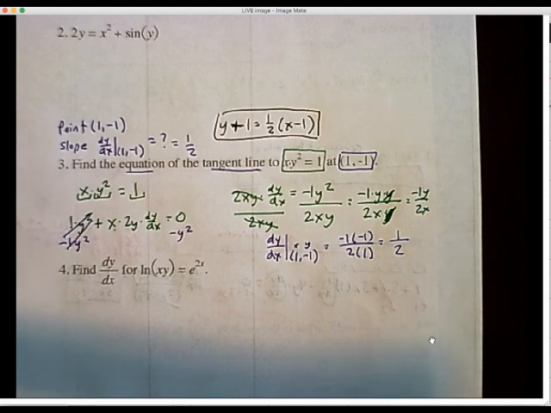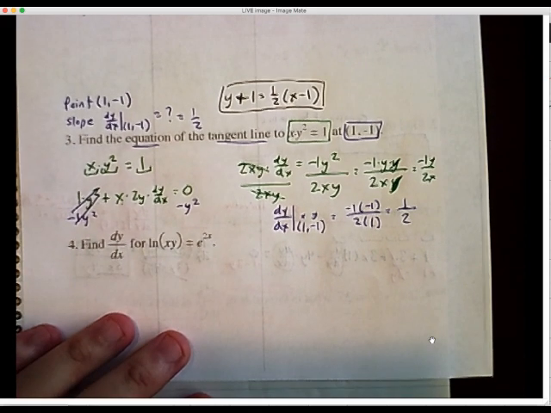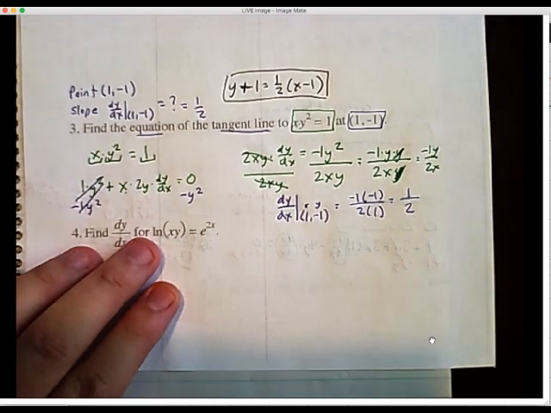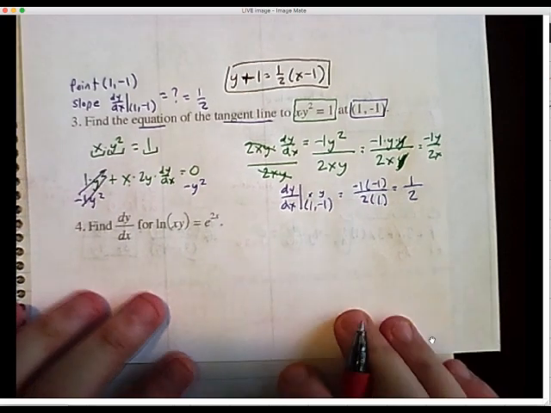All right, now number 4, I don't really know how to do that one yet, so that's okay. It says find the derivative for natural log of xy equals e to the 2x. You guys don't know how to calculate the derivatives of natural logs yet, or e, so I'm going to help you out with this one.